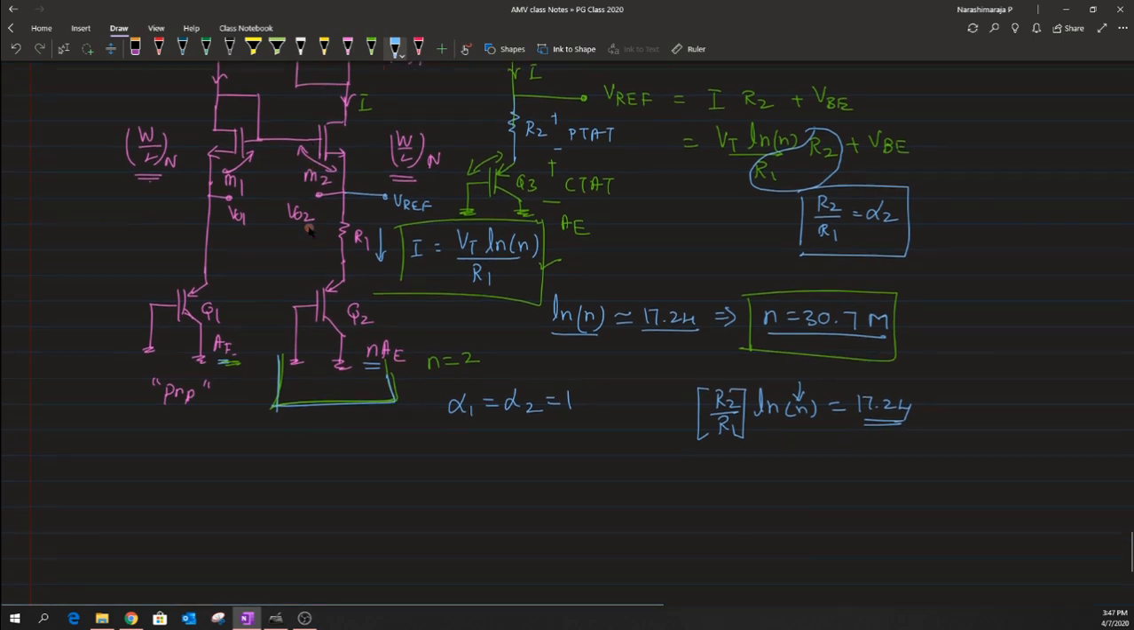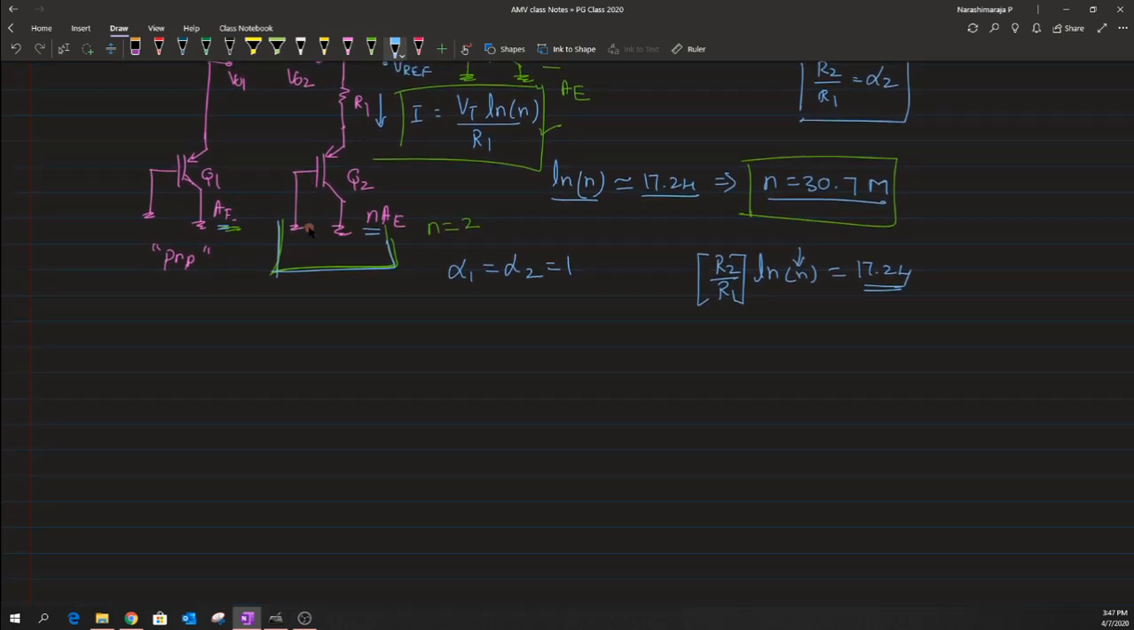Yeah. So finally there is one small design problem which I will write down here. I just want you people to work this out. So design a BGR using CTAT and PTAT voltages for the following specification.